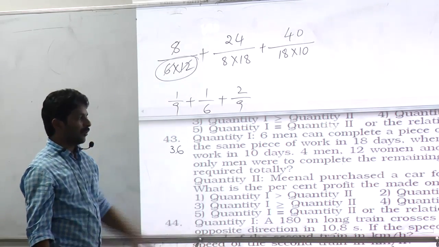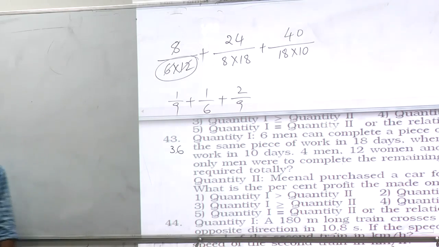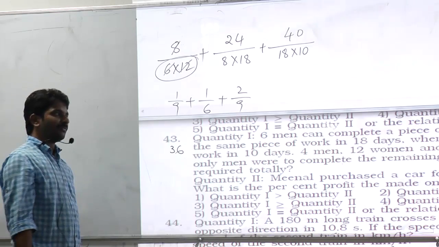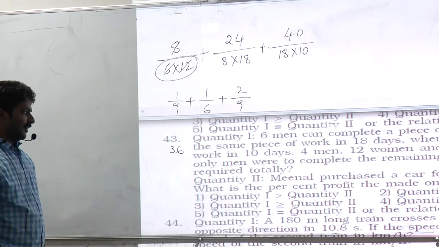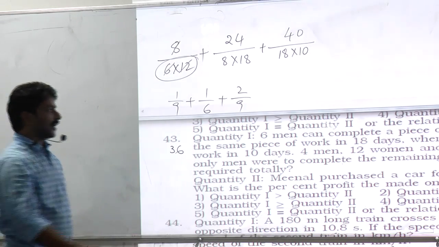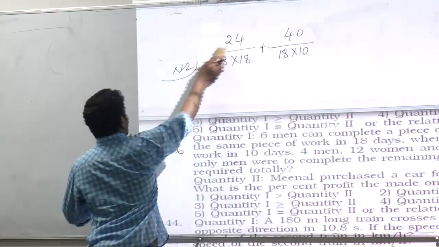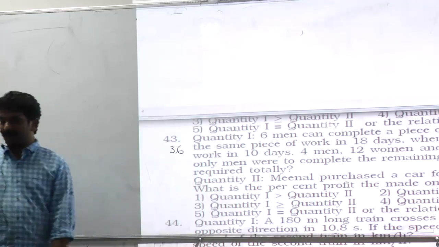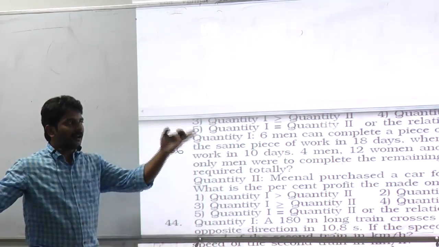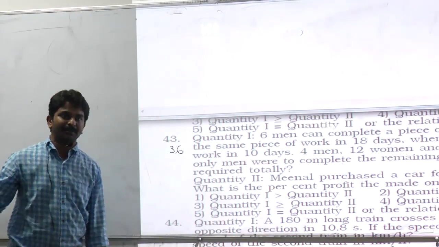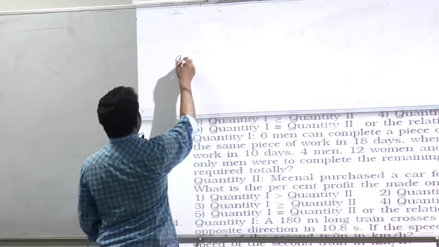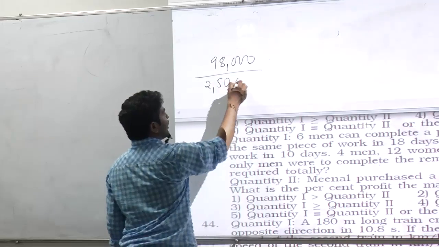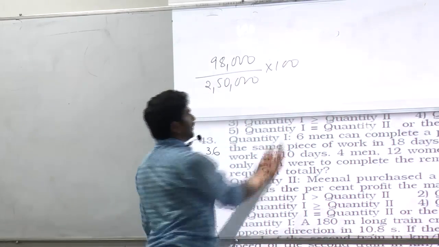Next, quantity 2. Meenal purchased a car for 2.5 lakhs and sold it for 3,48,000. What is the percentage profit made on the car? Profit percent is asked. What is profit in terms of a number? If you subtract 2.5 lakhs from 3,48,000, what profit do you get? 98,000. And when you are asked about percentage, that will be profit by cost price into 100.